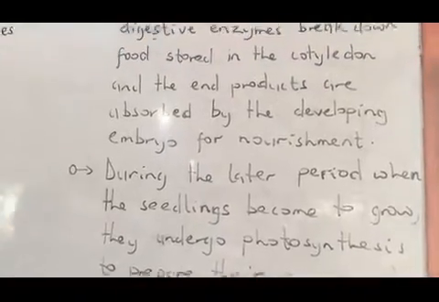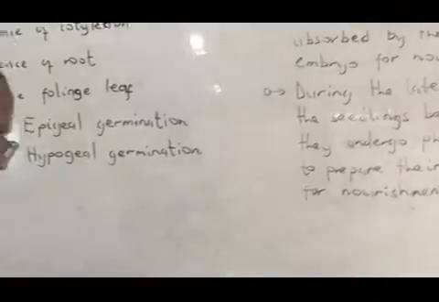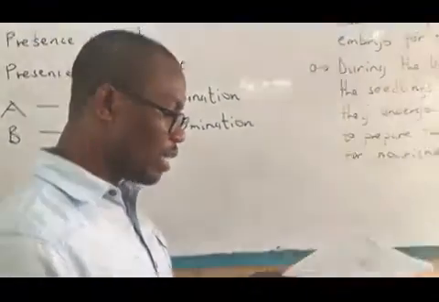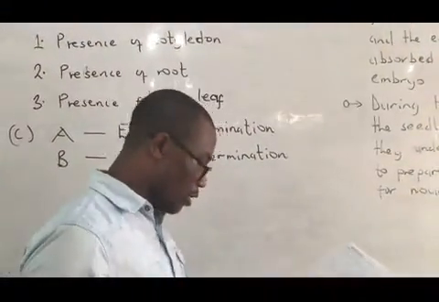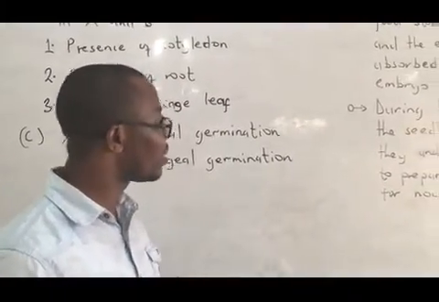The last question is question E. It says, state 4 environmental factors that could affect the growth of seedlings. So environmental factors that could affect the growth of seedlings.